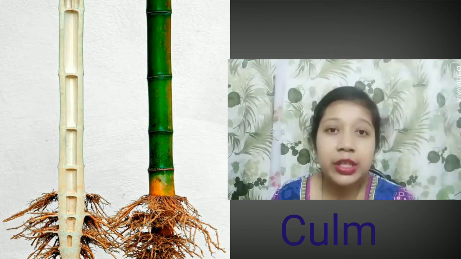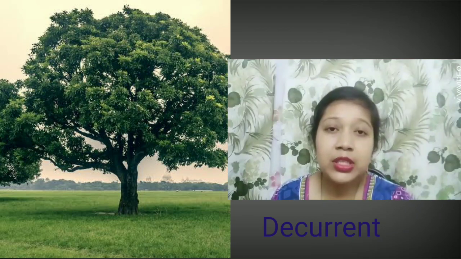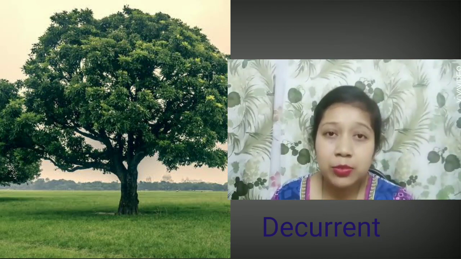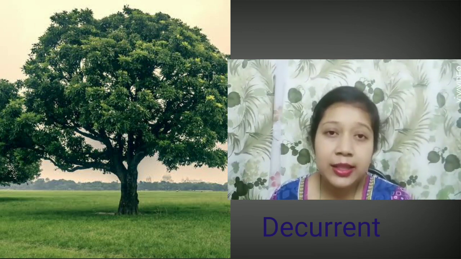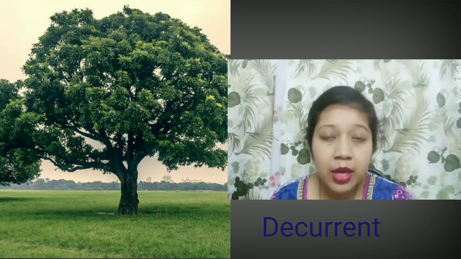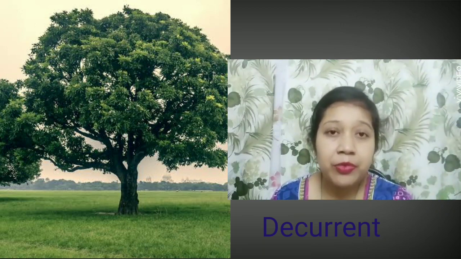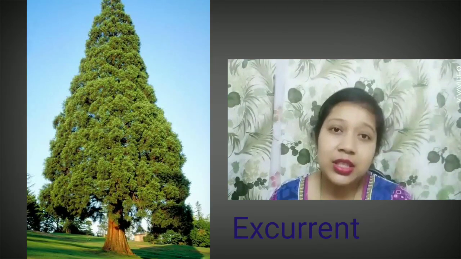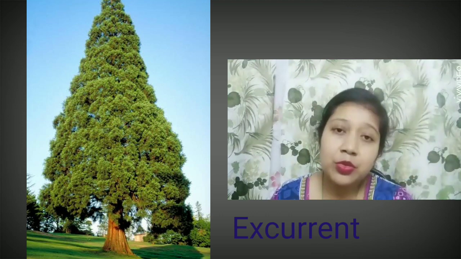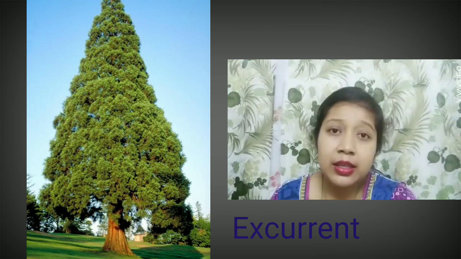Then comes the decurrent one. The decurrent type we find in case of the mango tree or the neem tree, where the stem grows to a particular length, and after that they have massive branching, and it takes the shape of an umbrella. So that is the decurrent one. Then comes the excurrent one. The excurrent is found in case of the pine trees, or we find that in case of the deodar trees.